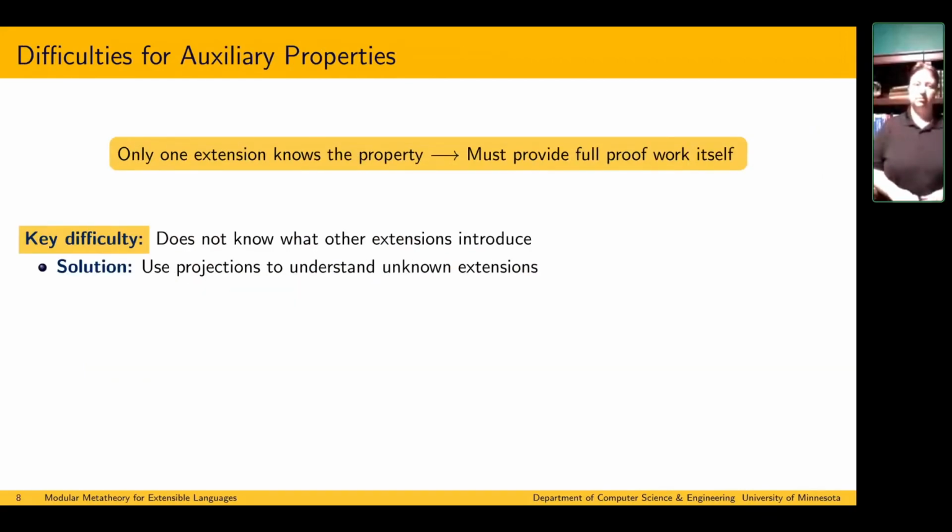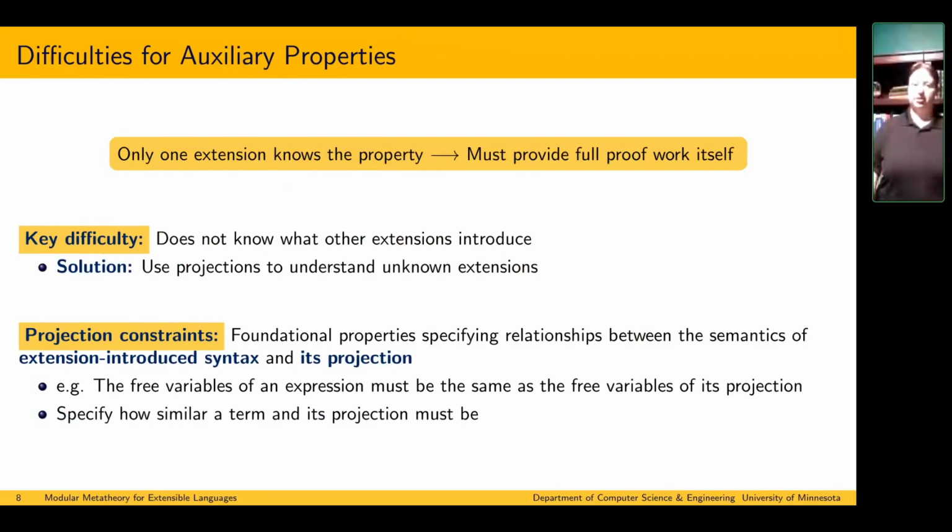Things are more difficult for auxiliary properties. We only have one extension that knows the property, so it has to provide the full proof work by itself. But it doesn't know what the other extensions are going to introduce because they're independent of it. So our solution here is to use projections to understand the unknown extensions, similarly to how we use projections to understand unknown extensions for defining relations. This is going to rely on projection constraints.